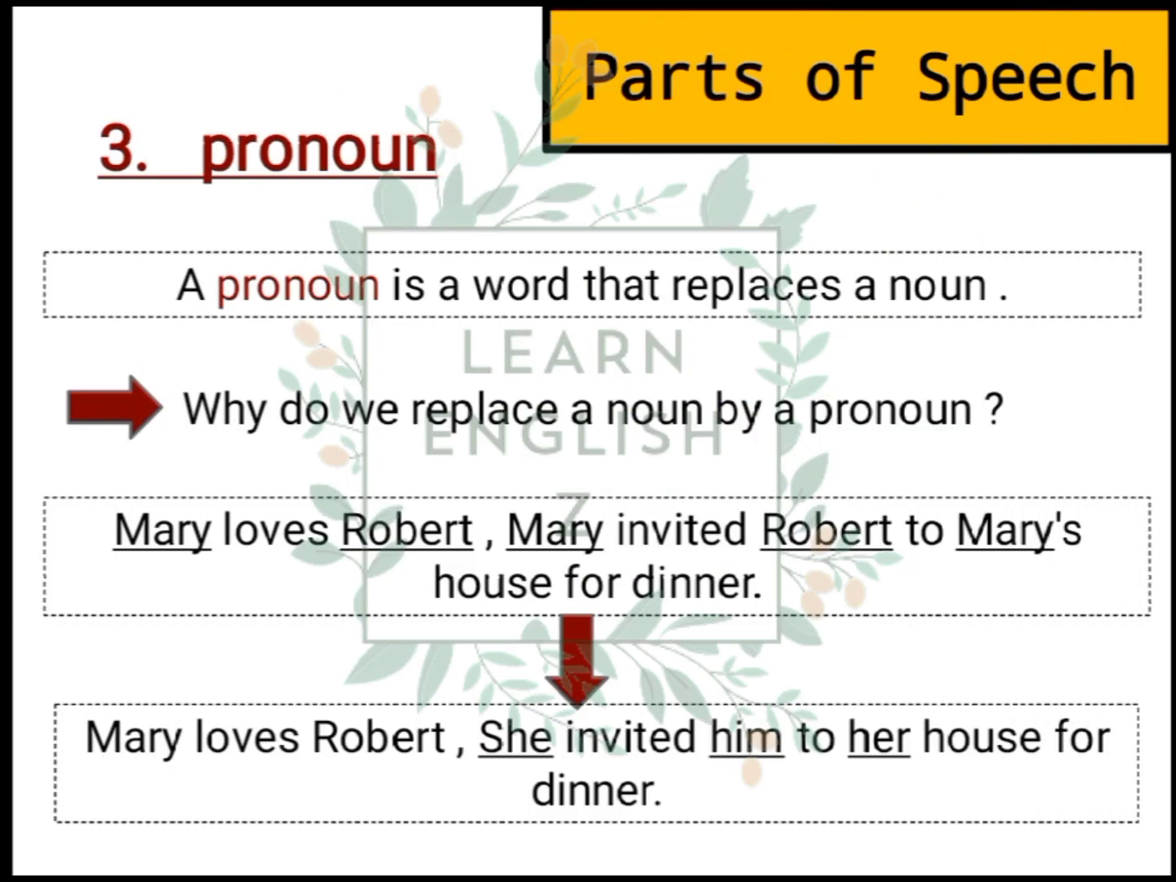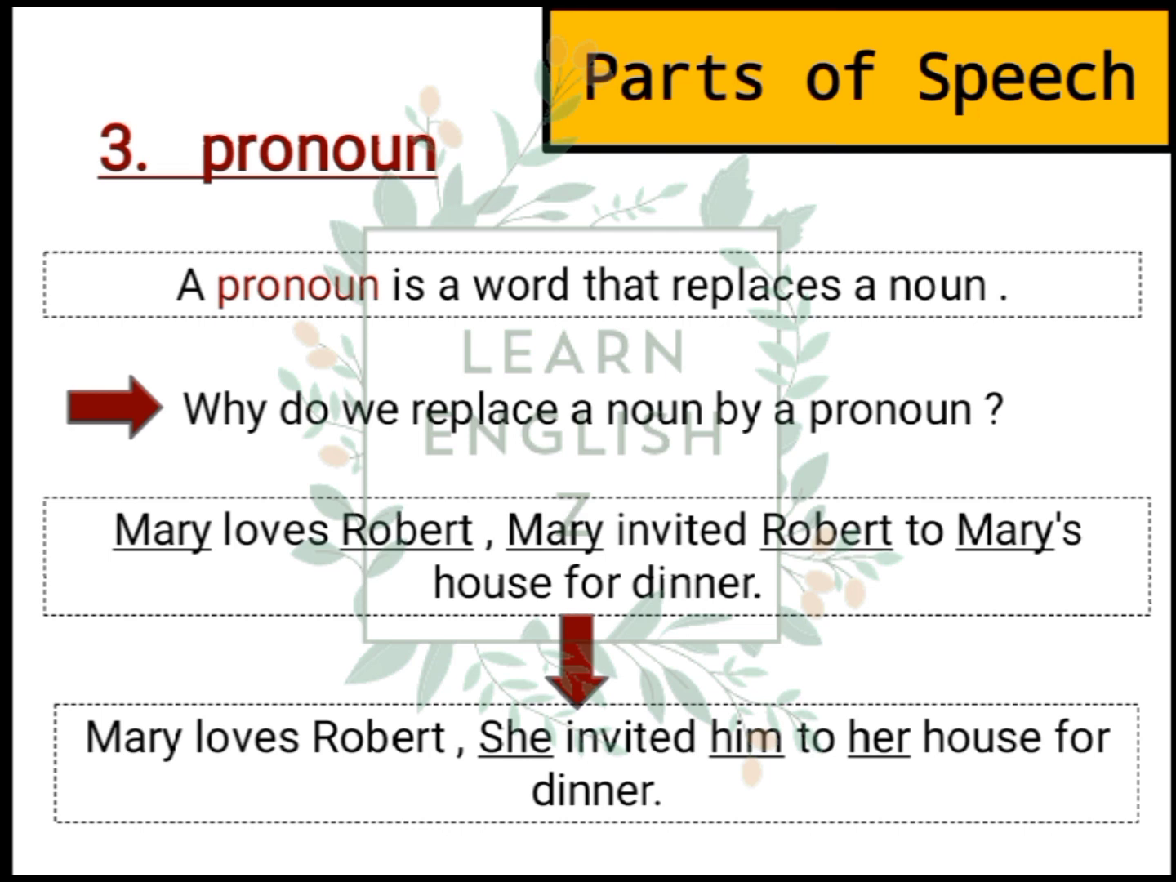The third part of speech is the pronoun. A pronoun is a word that replaces a noun. Now an important question must be answered. Why do we replace a noun by a pronoun? Well, let's have a look at this example. Mary loves Robert. Mary invited Robert to Mary's house for dinner. It sounds unnatural because of the repetition of the words Mary and Robert.